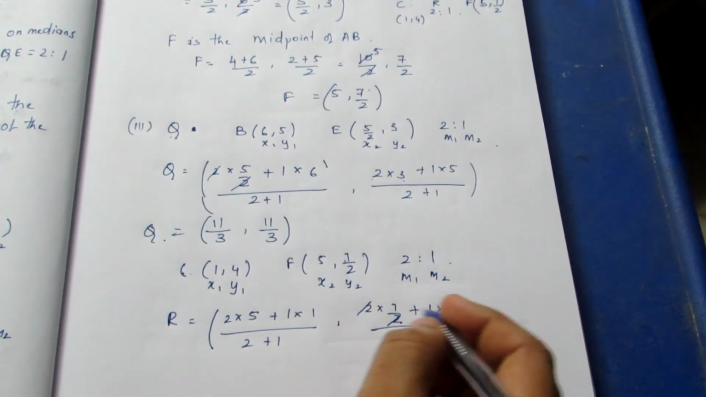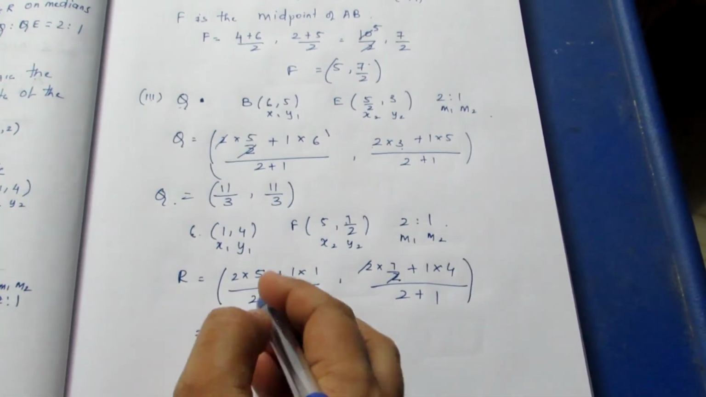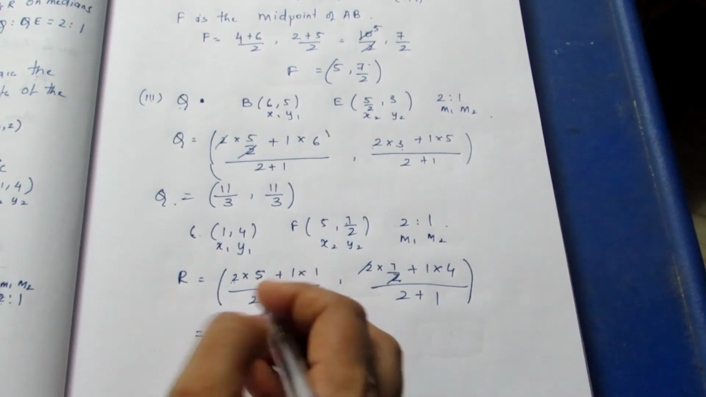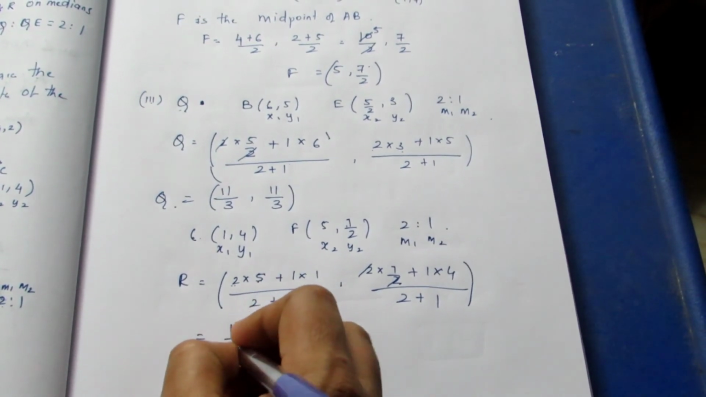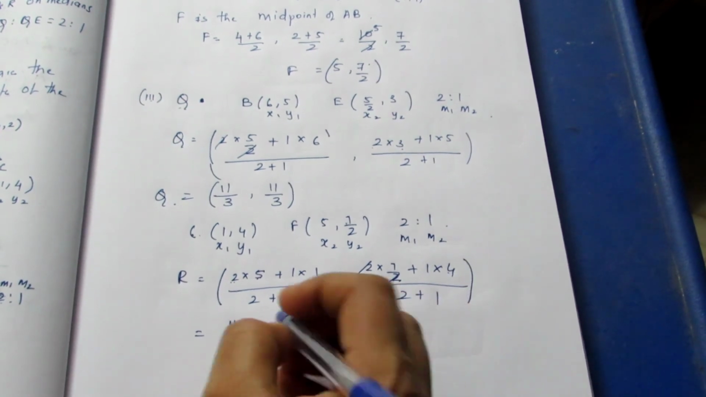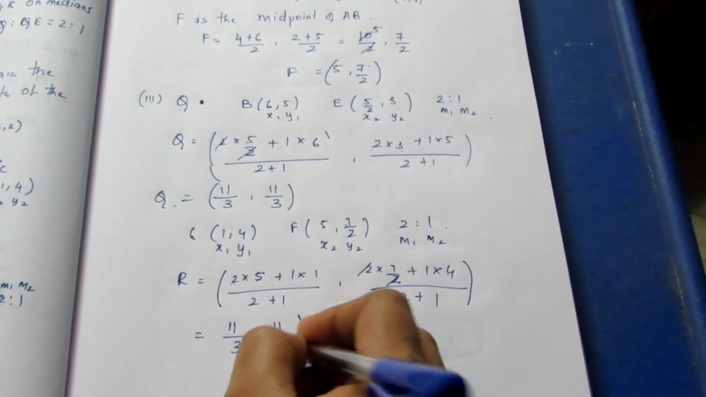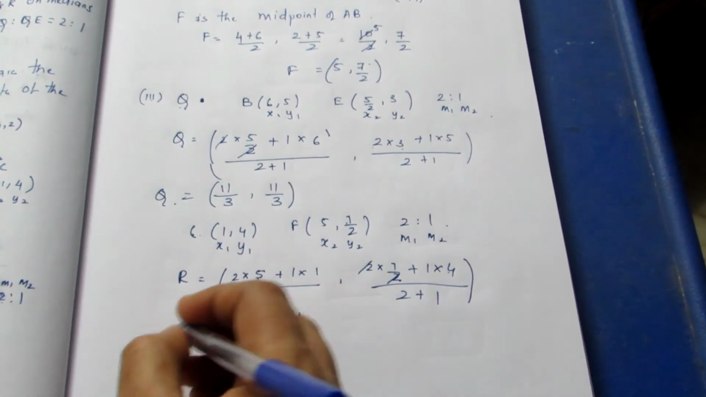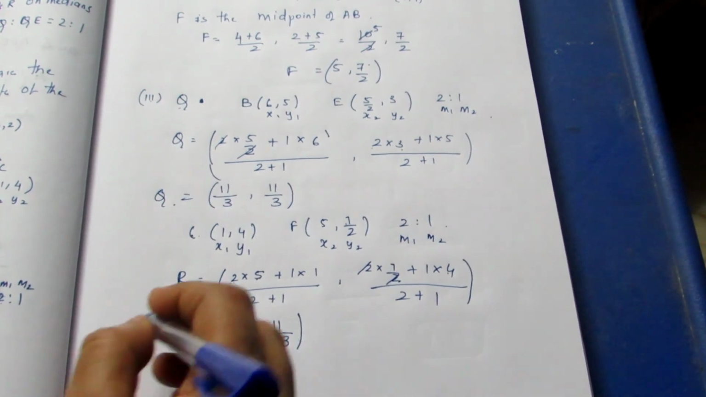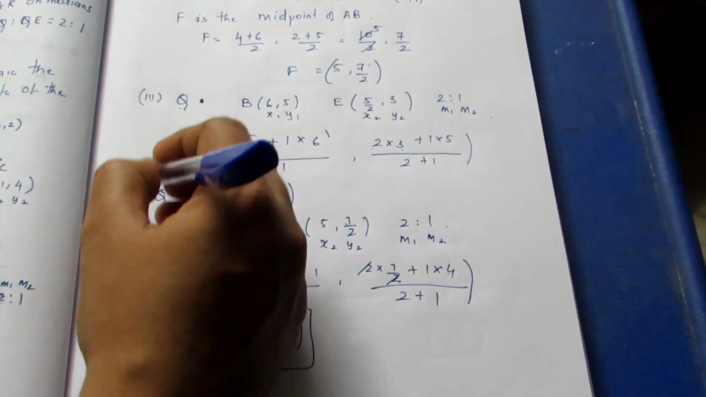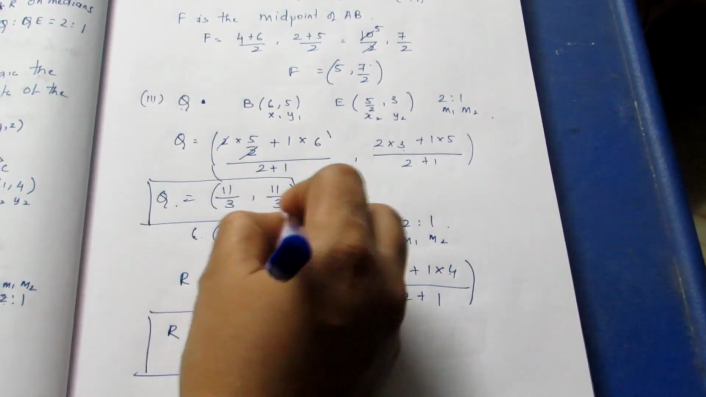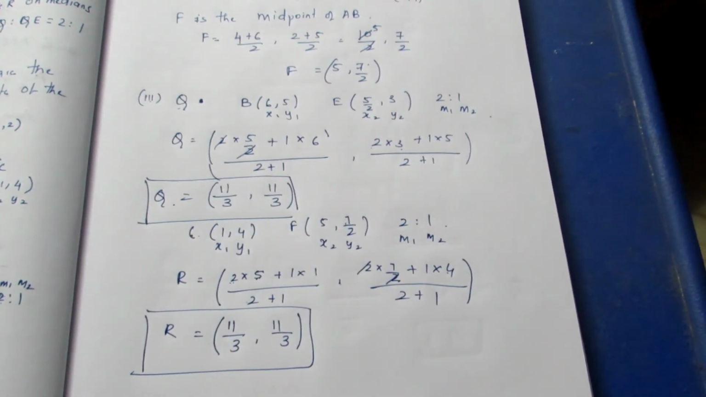Here we can cancel this. Now we will solve this. 5 2s are 10 plus 1, 11 by 3. Here 7 plus 4, 11 by 3. So even the R point we are getting is 11 by 3, 11 by 3. They have asked for this, and we have found this. So we have found Q, we have found R for the third subdivision. We'll move on to the fourth one.